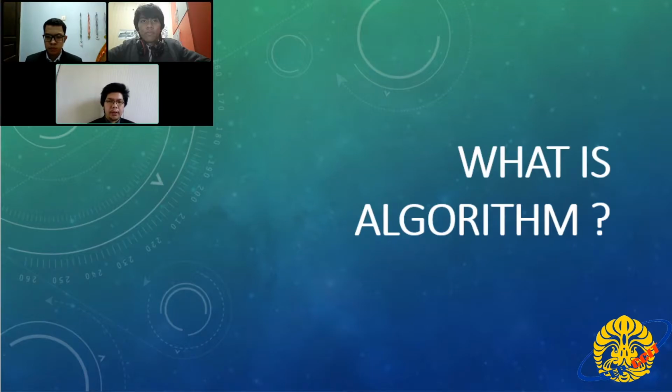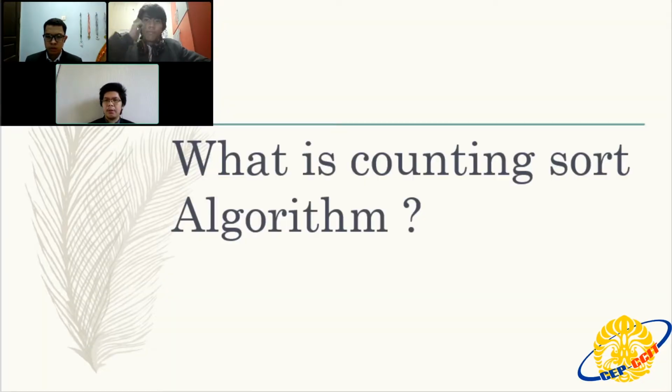After that, I'm going to tell you about one of the algorithms we will discuss here: the counting sort algorithm. So what is counting sort? Counting sort is a sorting technique based on keys between a specific range. It works by counting the number of objects having distinct key values, kind of hashing, then doing some arithmetic to calculate the position of each object in the output sequence.